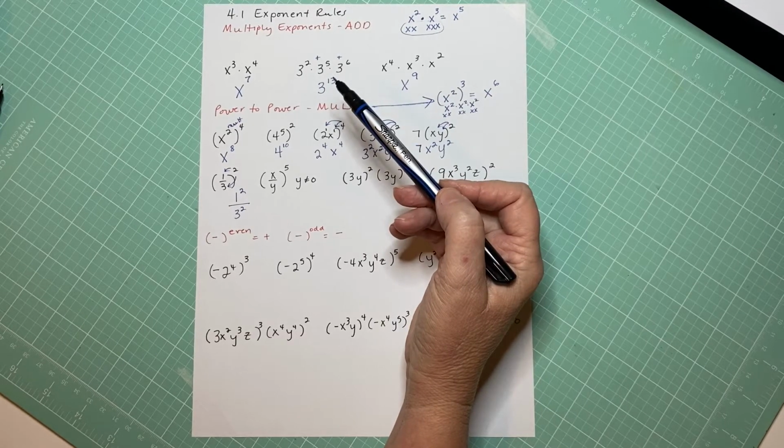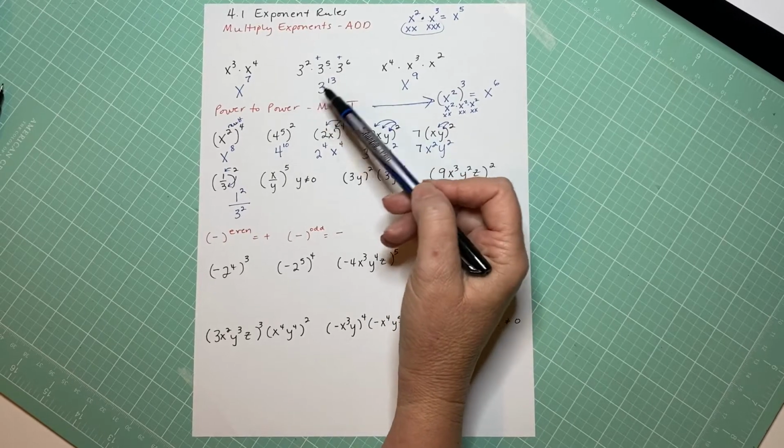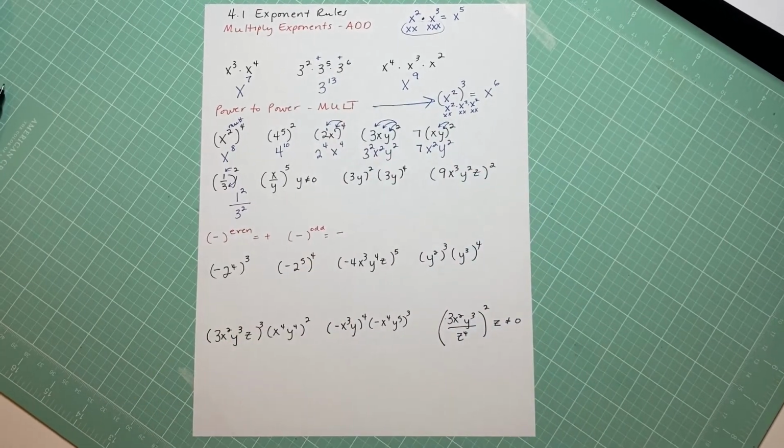You'd have to multiply that 13 times. 3 times 3 times 3 times 3 times 3 times 3 times 3, you know, it just takes too long. So they're letting you leave your numbers as an exponent.